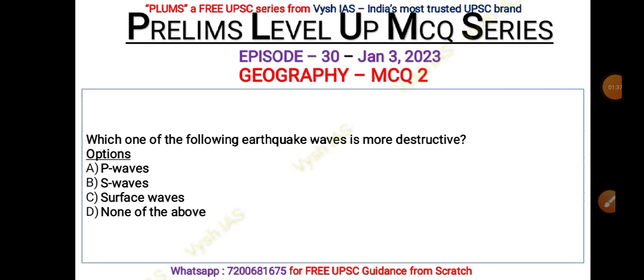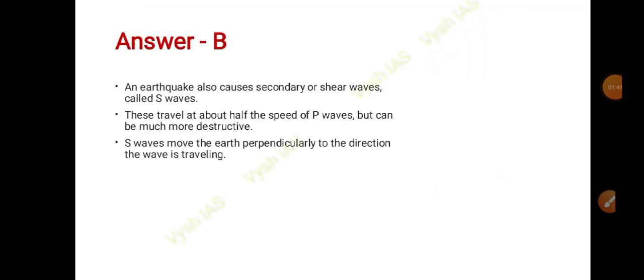Now, which one of the following earthquake waves is more destructive? Easy question again. The options are P waves, S waves, surface waves, none of the above. So the answer is B, S waves.